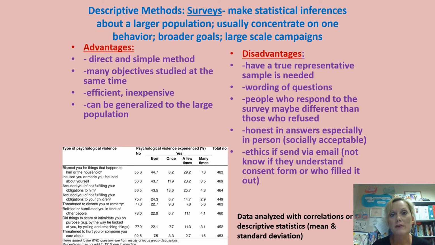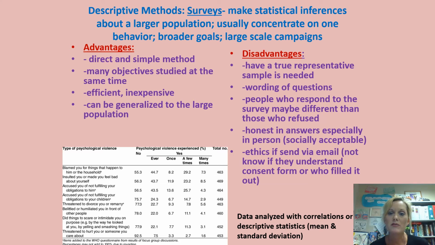And if we do our sampling right, then it can be generalized to the larger population pretty easily. Disadvantages: having a true representative sample. Some people again may not want to participate. You may not get surveys back from people, and then it's not randomized. And if you're trying to do a stratified sample where you're trying to find a certain amount of gender or ethnicity or age group, you may not get all of that. So that's somewhat of a disadvantage. The wording of questions, again, you have to be really careful that they're not going to skew you towards your hypothesis or make people feel uncomfortable so that they'll lie.